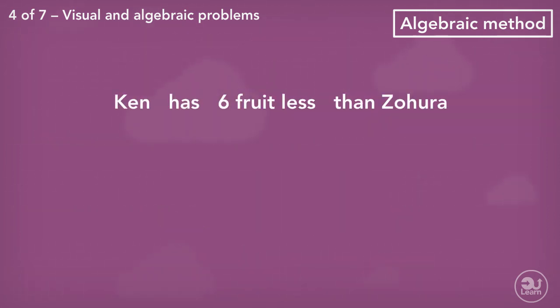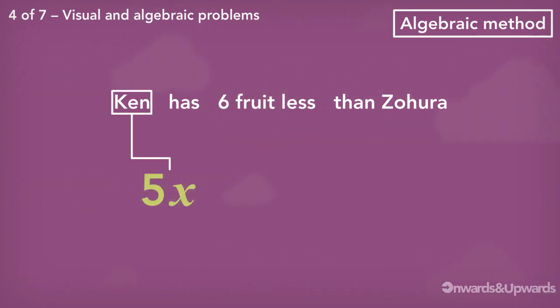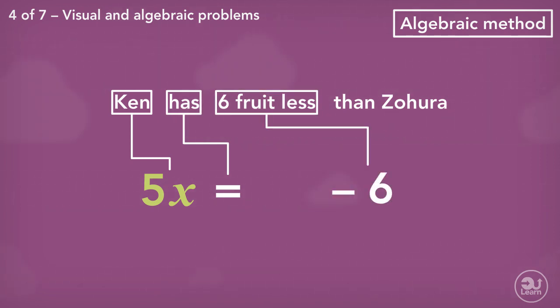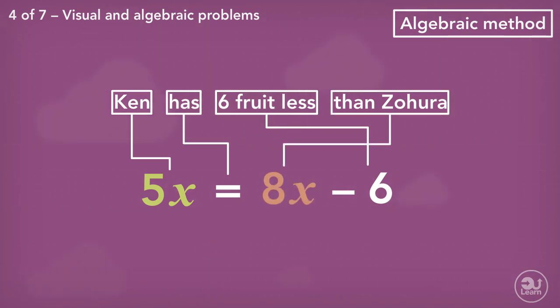Let's use the words to create expressions for the amount Ken has. Each of the words corresponds to something that we're going to put down in our calculation. Ken, which represents 5x now, has, by hearing has, it means equals to, 6 fruit less, so subtract 6, than Zahura, which is 8x. We have now created the equation 5x equals 8x minus 6 from the expressions.